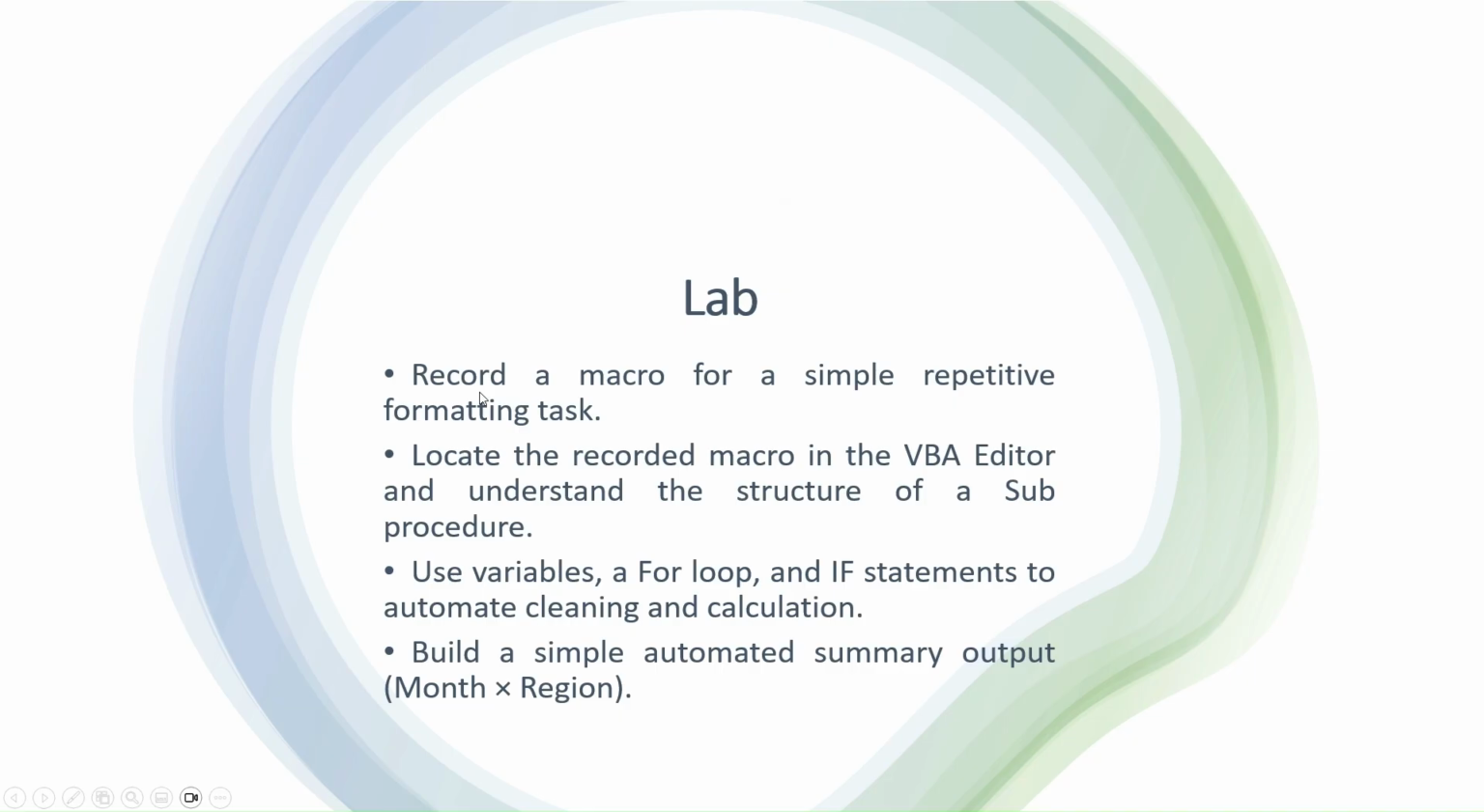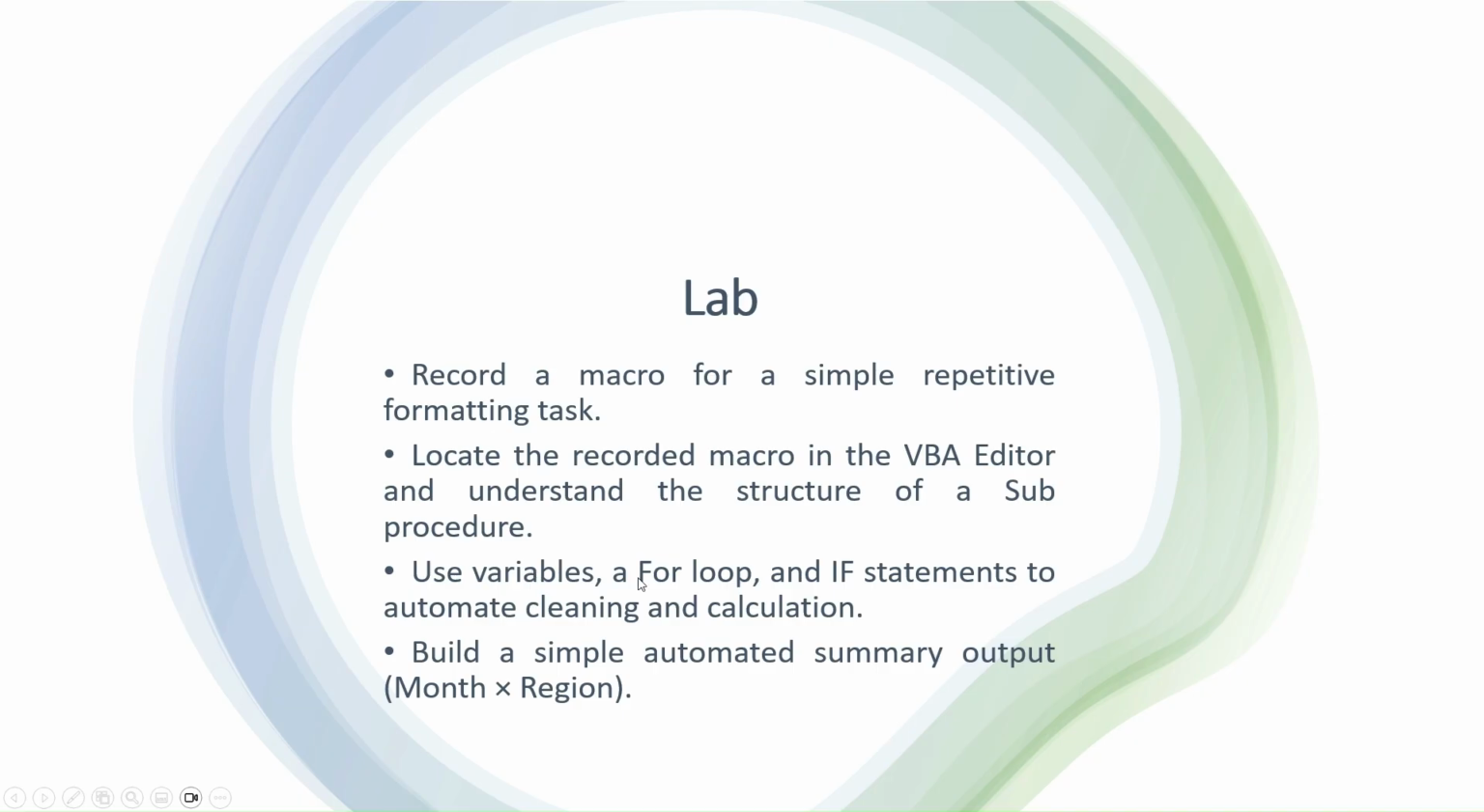What you will do is record a macro for a simple repetitive formatting task. For example, you will format the header row: bold, fill color, alignment, all these things. Then you will locate and understand the recorded macro in the VB editor. That is, you will find the sub procedure and identify where the actions are, and then you will update the macro with VBA building blocks, like adding variables such as last row, i, things like that.